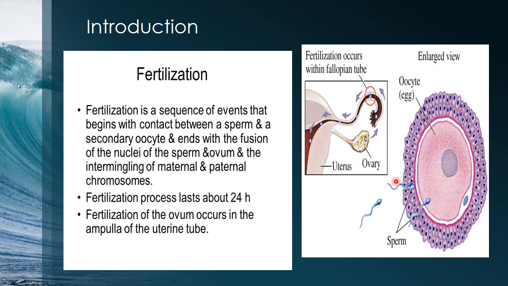Fertilization is a complex sequence of events which takes place when a sperm comes in contact with the secondary oocyte, and it ends with the intermingling of the maternal and the paternal chromosomes. The process of fertilization lasts about 24 hours, and it takes place in the ampullary part of the uterine tube.